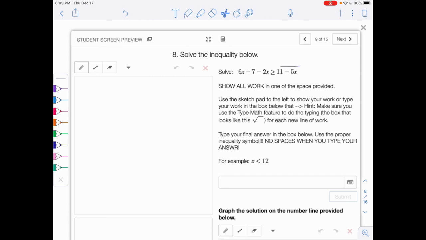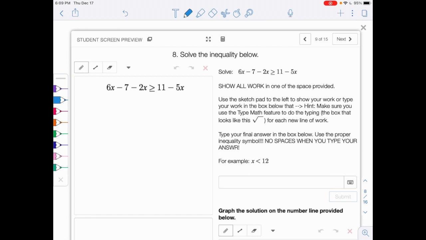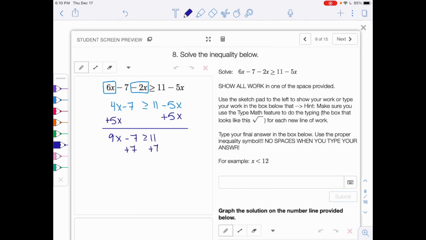Now it wants us to solve an inequality. Remember, inequality is greater than or equal to, less than or equal to, greater than, less than. Again, I want to combine like terms first. It's always better that way. Makes it simpler. So I've got 4x minus 7 greater than or equal to 11 minus 5x. I'm going to add 5x to both sides. I like my variable on the left, so I choose to do that first. Add 7. 9x greater than or equal to 18. Divide by 9. x greater than or equal to 2.